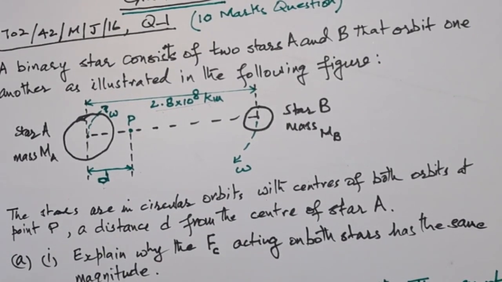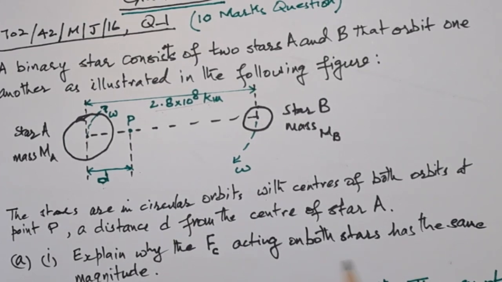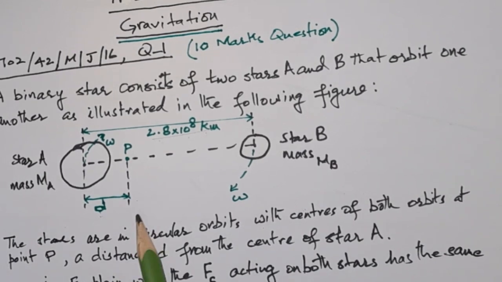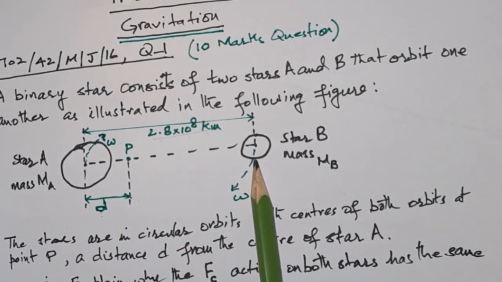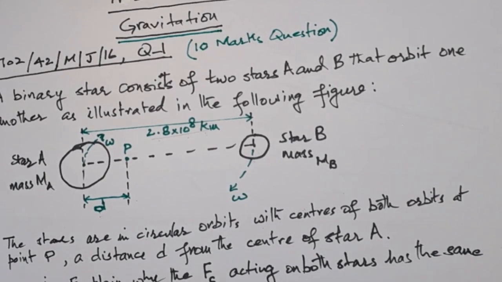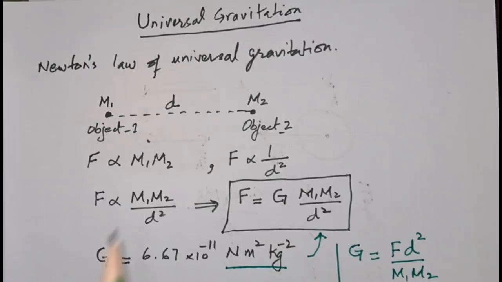Now part A of the question has two parts. Part 1 requires explain why the centripetal force acting on both stars has the same magnitude. Now we know that whether they are heavenly bodies like two stars or very small particles like atoms, they attract each other and they follow Newton's law.